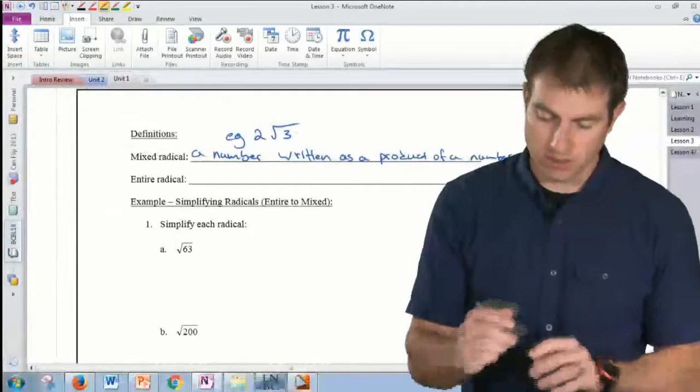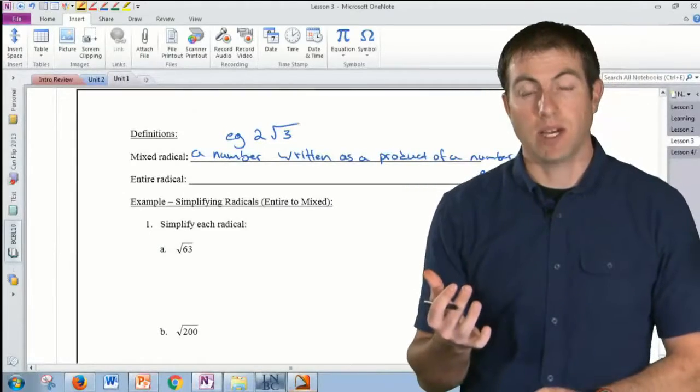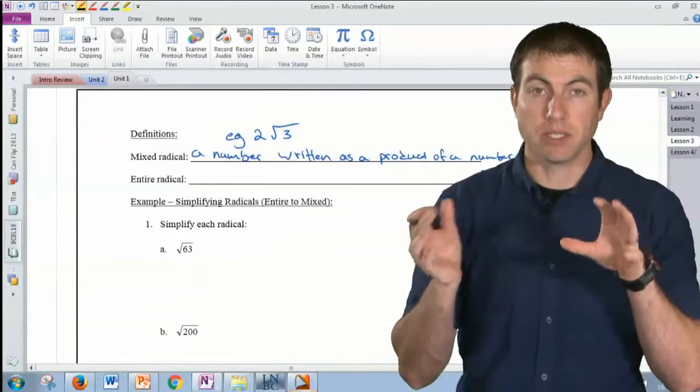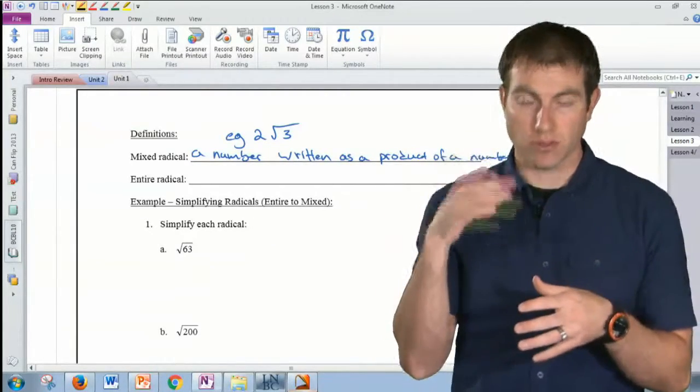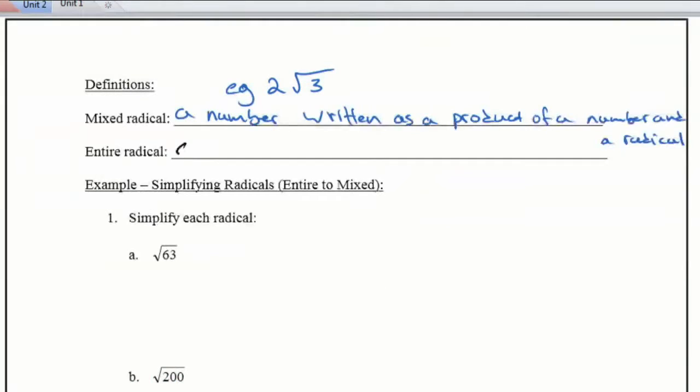An entire radical is kind of like, if you think about the fractions idea, you have a mixed fraction, you have a number and then a fraction. And then if you had an entire fraction, everything's over the fraction. So it's just going to be a radical with a number under it. So we could write square root of 12. That would be a good example of that.